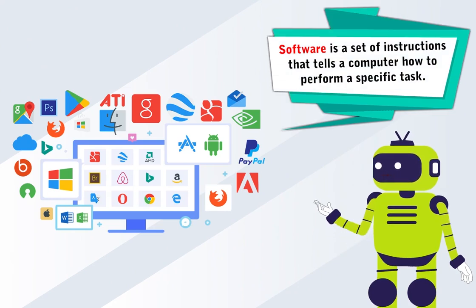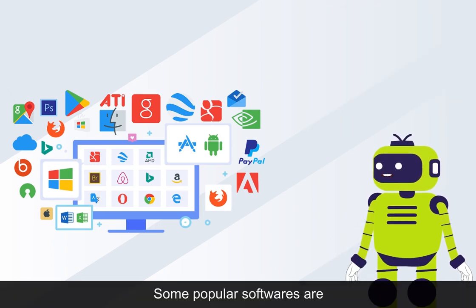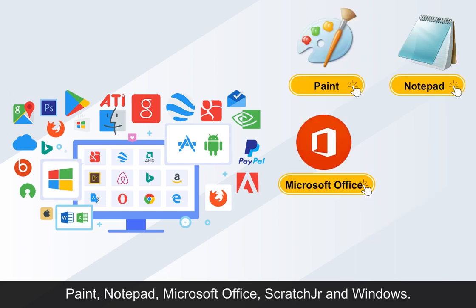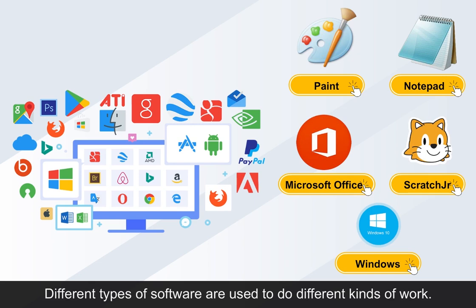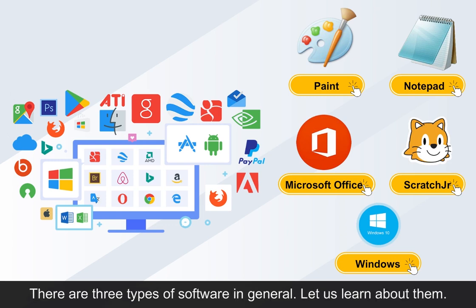Software. Software is a set of instructions that tells a computer how to perform a specific task. Some popular softwares are Paint, Notepad, Microsoft Office, Scratch Junior, and Windows. These are the parts of the computer which we cannot touch or feel. Different types of software are used to do different kinds of work. There are 3 types of software in general. Let us learn about them.